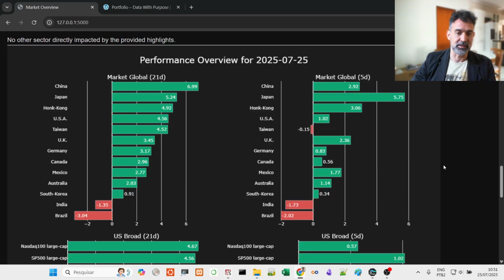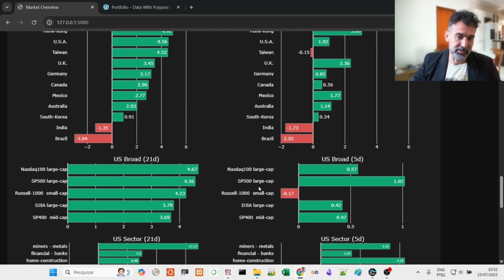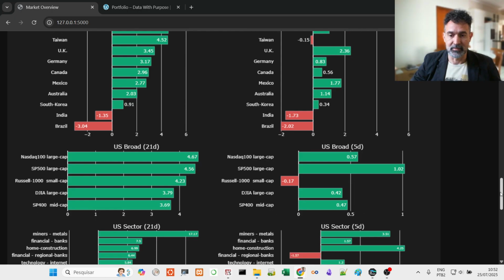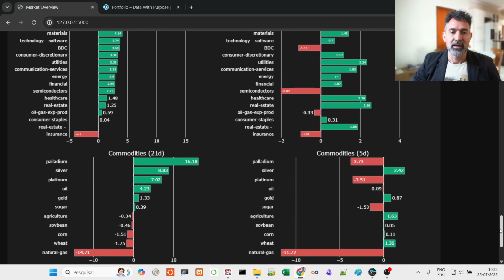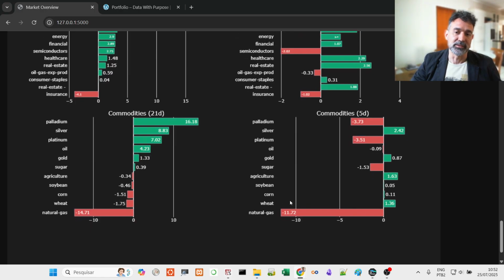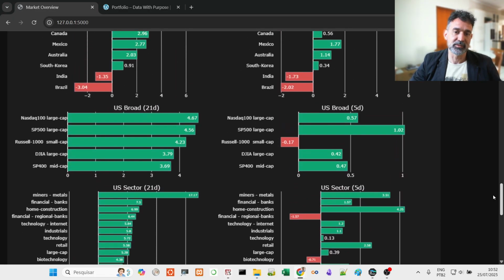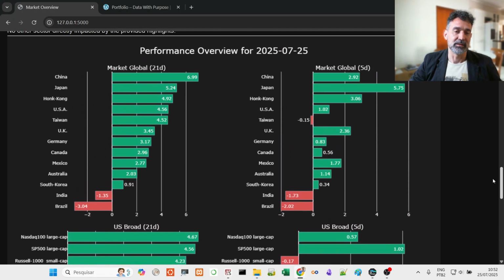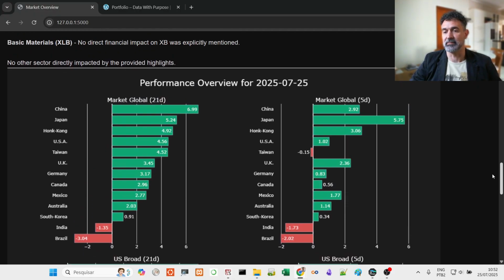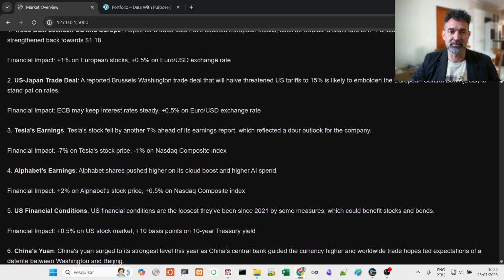This is a chart created using ETFs, where I group them by country, US specific markets, then sectors, and finally commodities. So it basically gives you a general overview of sectors and the broad market with news information, so you know what's going on. This is the first step in the trading day.